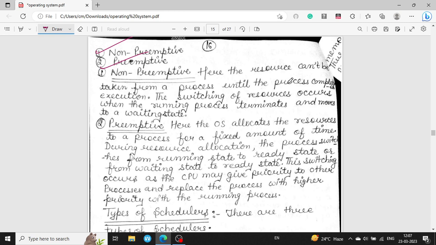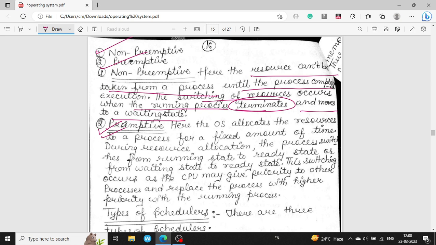Non-preemptive means a resource can't be taken from a process until the process has completed execution. In non-preemptive scheduling, we cannot take resources from any process forcefully. We cannot take resources forcefully from a process until that process has completed its task, its execution. The switching of resources occurs when the running process terminates or moves to a waiting state.